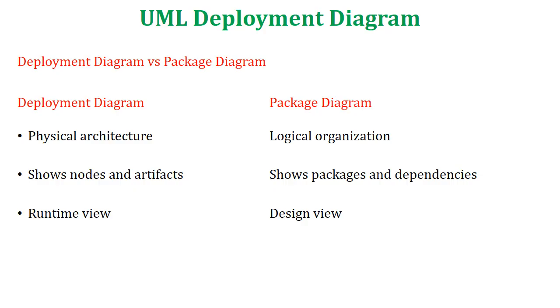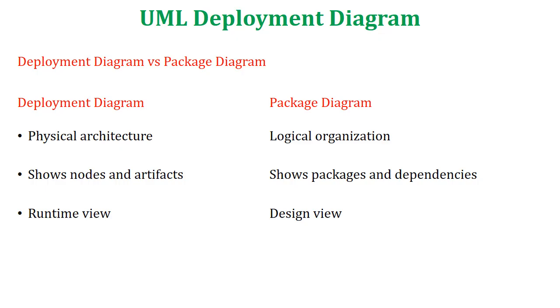And next, the comparison of the deployment diagram and the package diagram. The deployment diagram is a physical architecture. Physically we can view the nodes. For example, CPU is one of the nodes, client is one of the nodes, and server is one of the nodes. That is the physical structure. The package diagram is a logical organization. We already discussed the package diagram, right? Grouping all the related components into a single unit is called a package. It looks like a folder symbol.